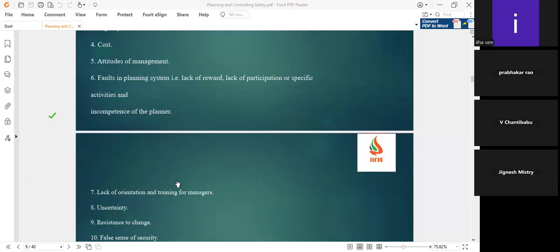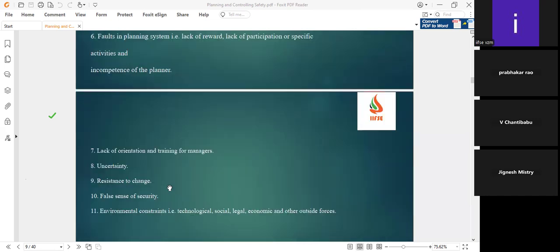That's why the attitude of management also changes. They question, why are you people doing like this? Lack of orientation and training for managers is also one of the things affecting the scope of planning. Because of hurry, some of the managers are not taking care of the employees. They are not giving proper safety training. That is the lack of orientation and training for managers.